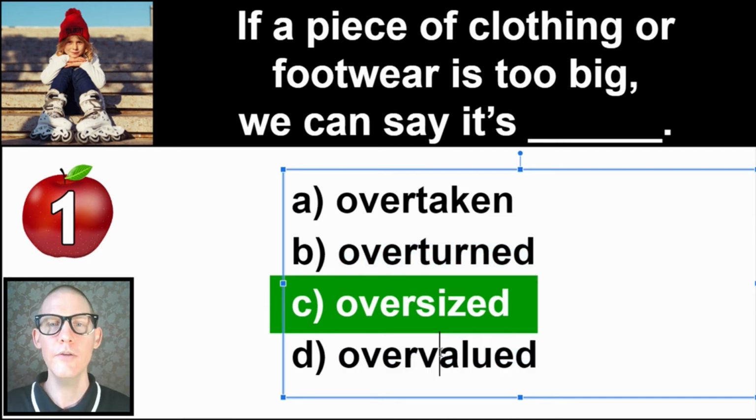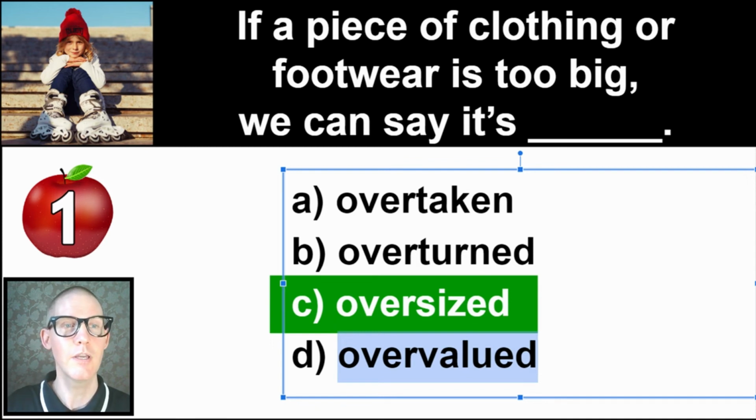And overvalued just means that someone thinks that something has more value than it actually does. So if you're going to buy something, you might say, okay, I'll give you $50, but the person's like, what? It's worth $500. And you're like, no, it's not. I can buy one down the street for like $50. So the person, maybe they overvalued their item. Okay.